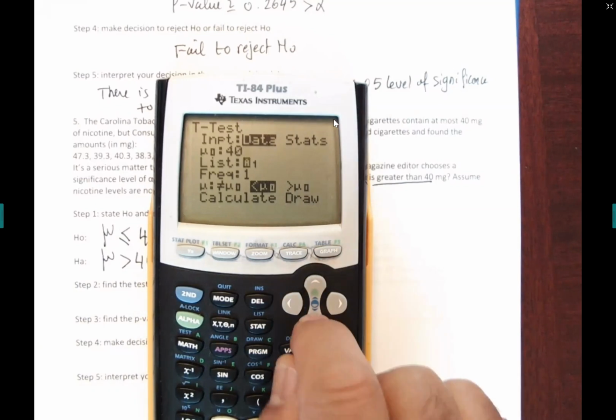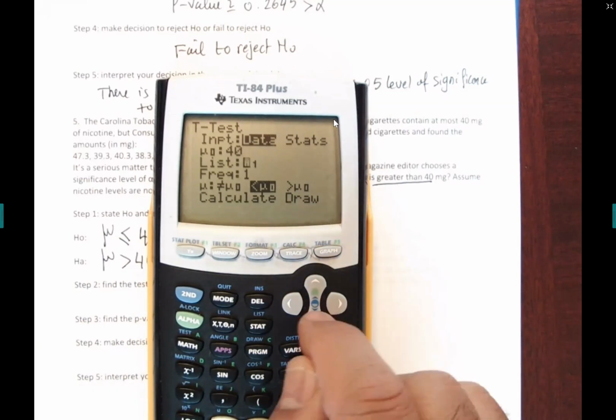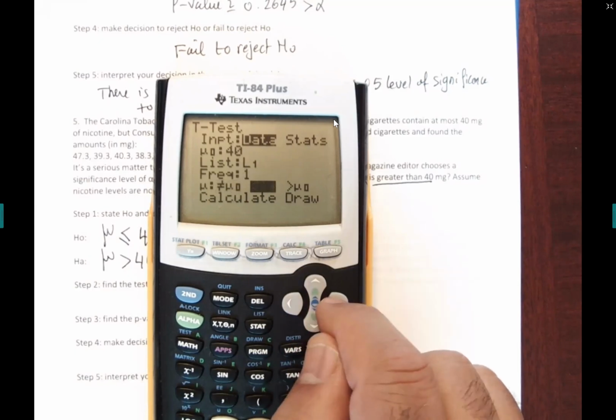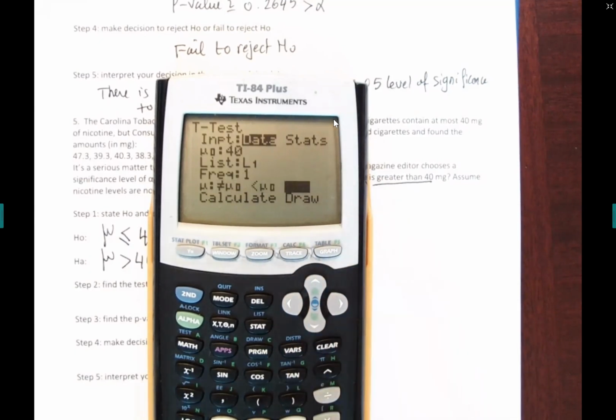Is my list in L1? Yes, it is in L1. Do not change number 3, guys. Leave it at 1. And the editor thinks it's more than 40. Let's see if he's right. If he's right, he can get them in trouble because they're putting out a false advertisement. But if he's wrong, they can sue him back.